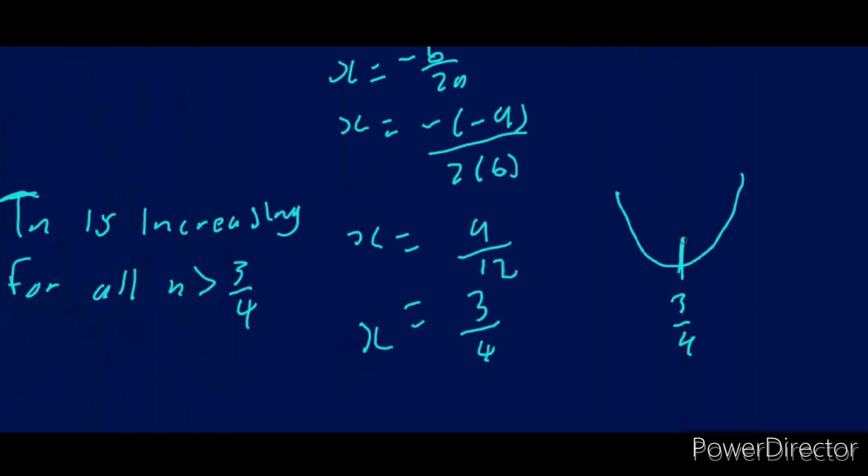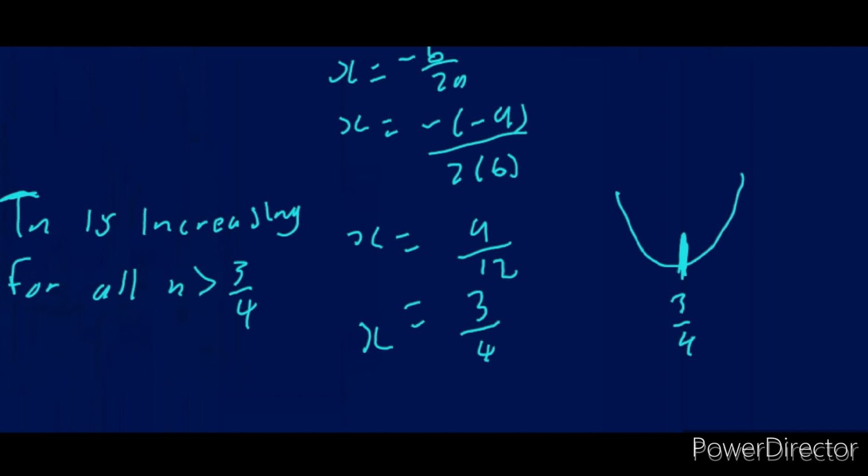So all you have to do is find the x value of the turning point, and then you have to find out: is it decreasing before the turning point, or decreasing after, or is it increasing before or after? So it depends. If the question asks whether the graph is increasing, you have to find out if it is increasing before the turning point or after it. So if it increases after the value of n is 3 over 4, then you tell them that Tn increases for all values when n is greater than 3 over 4.